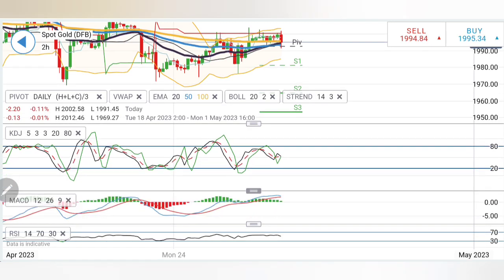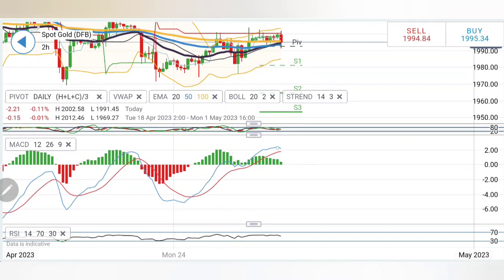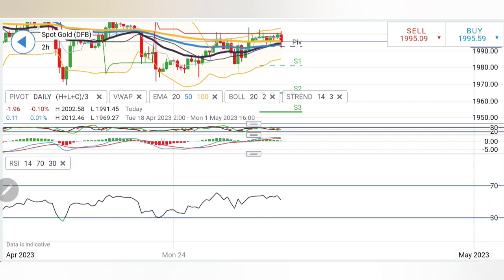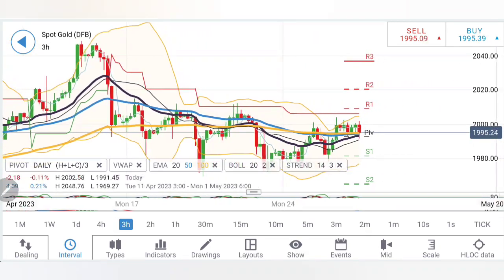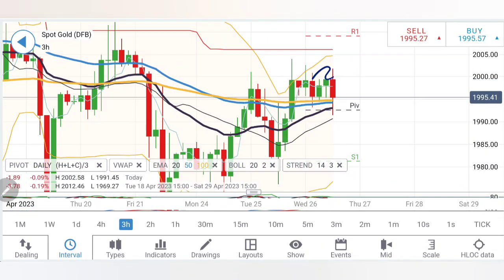The stochastic is looking downwards now. The MACD is trying to converge and cross over, though it is still in green. Remember this point. RSI is also looking down, trading slightly bearish, but this is only the first red candle here. Now look at the 3-hour chart.